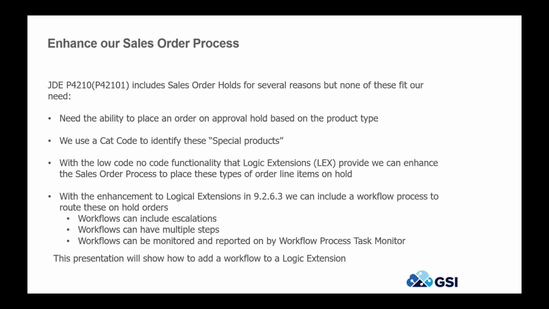They can include an escalation. If this special product order was routed for approval and hasn't been responded to in an hour or two, we can escalate it. Workflows can have multiple steps: have this person approve it and then route to another person, and so forth. Also, these are standard JDE workflows, and even if you create your own workflows, which you can do, they're reported on by the workflow process task monitor. So you can monitor whether they are working, how long it is taking for somebody to respond, and the status of them, and report on them.